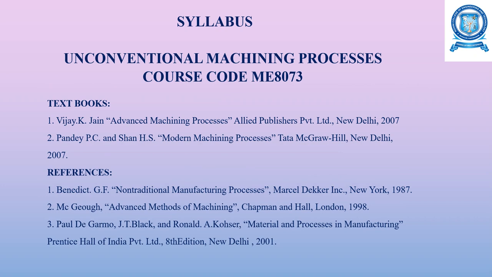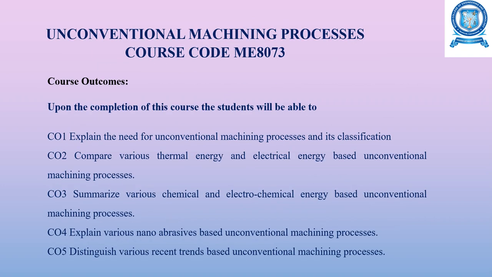These are all the textbooks and reference books for this Unconventional Machining Process course, course code ME8073. The course outcomes are: upon completion of this course, the students will be able to explain the need for unconventional machining processes and their classification from the first unit. And the students will be able to compare various thermal energy and electrical energy based unconventional machining processes from the second unit.